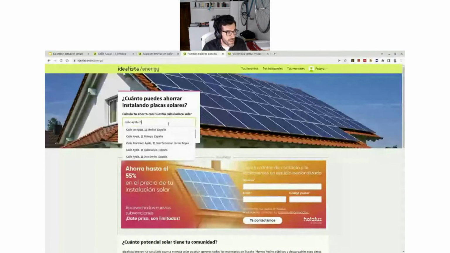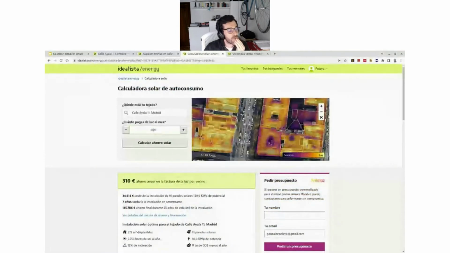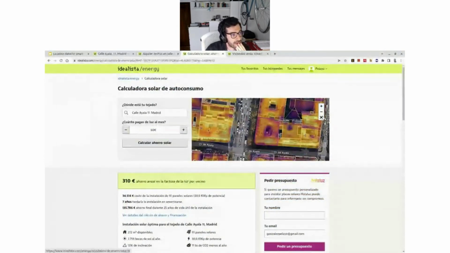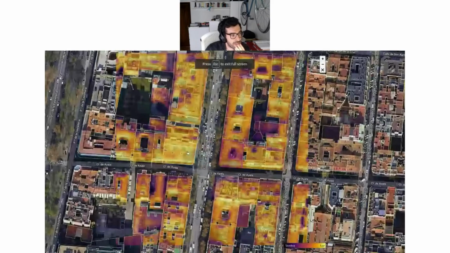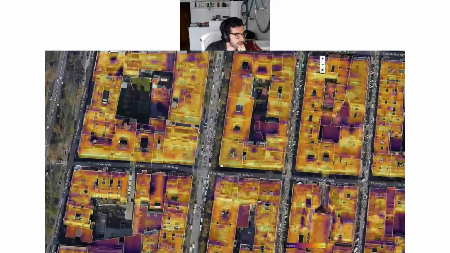to install solar panels. For instance, if we go back to our building, to Calle Ayala 11, we get this sort of information. Here you can see the sun potential of the different rooftops. In this particular case, you can see that there is a big area to install solar panels, and also it seems that the sun potential is quite high, while in this case you see they are in the shade, because probably these buildings around here are a bit higher.